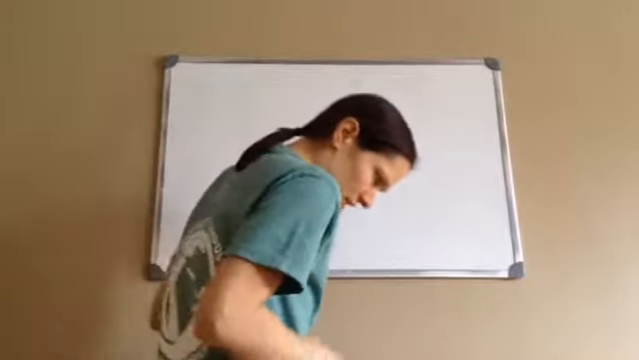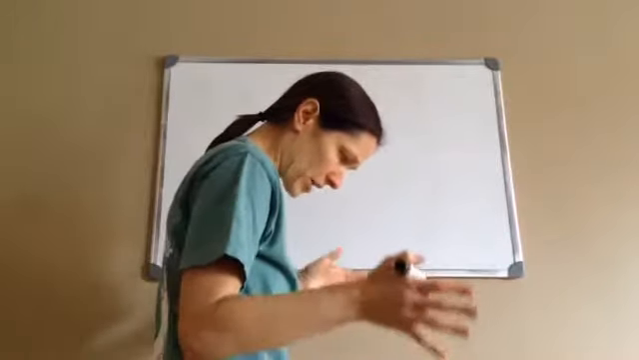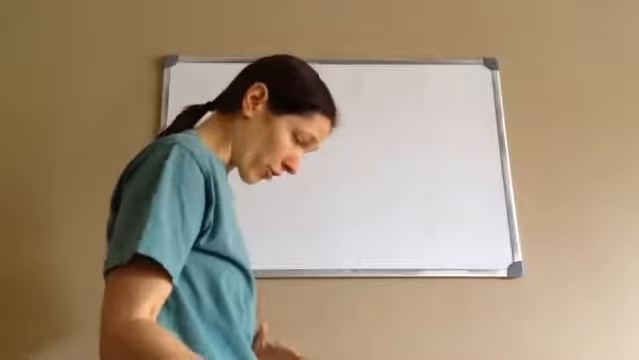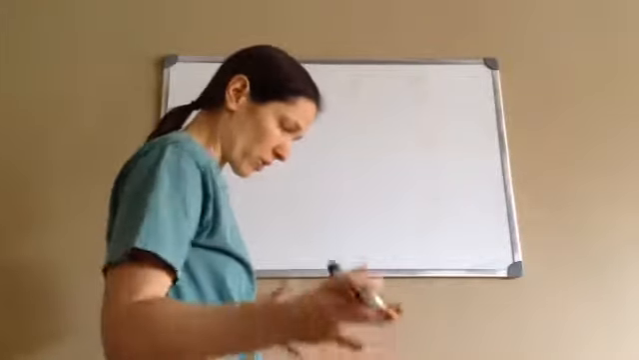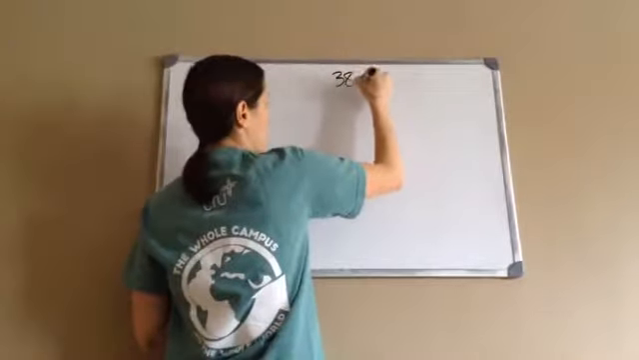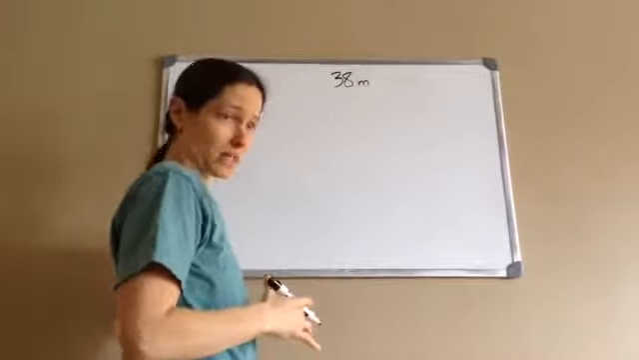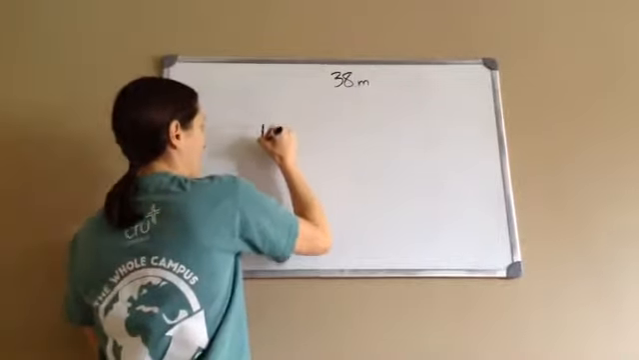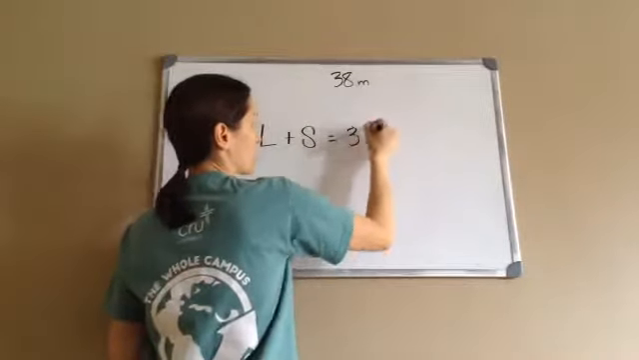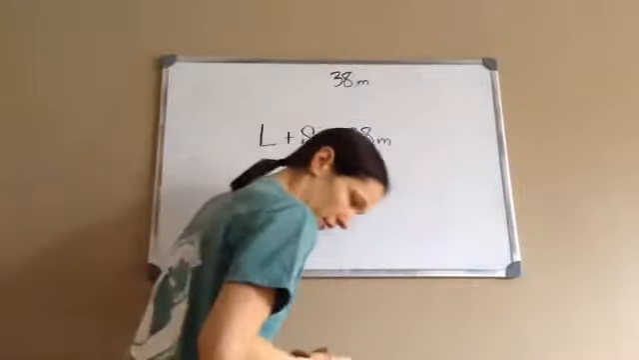So, listen to this. It says, Philip cut a 32-meter rope in 2 pieces. The long piece was 9 meters longer than the short piece. What were the 2 lengths? Okay, so we know that it's 38 meters, the rope is, and we know we have a long piece and a short piece. So I'm going to say I have my long plus my short equals 38 meters. Now we don't know what each of those are, but that's what we have.